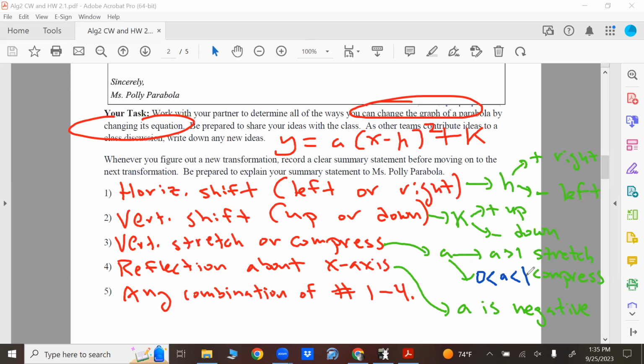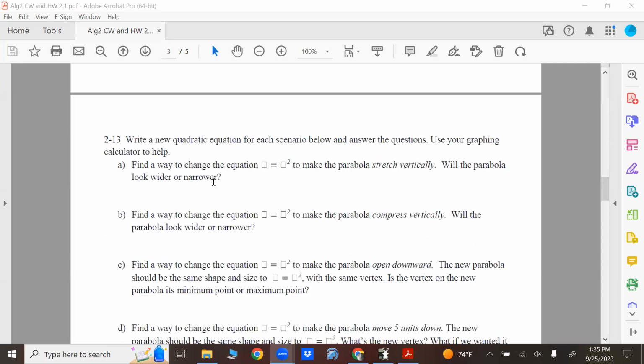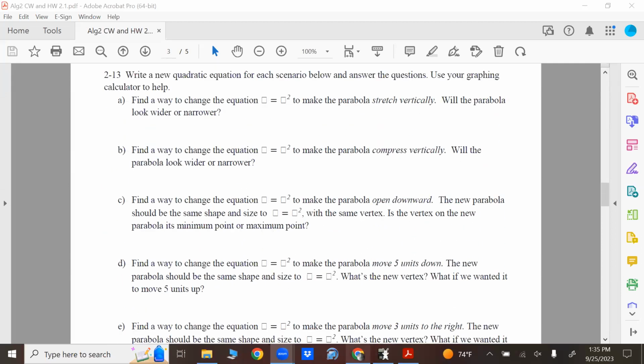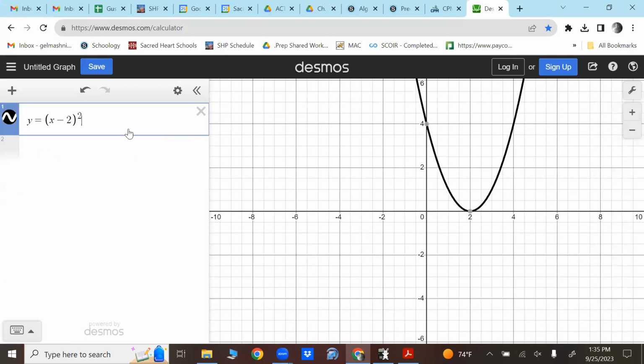So when a is a fraction between 0 and 1, that's going to be a compression. So those are the changes we have to look at. And this is the big one. This is the general equation right here: a times (x minus h) squared plus k. Before we do page 2, which I'm going to have you do in table groups, let me go through Desmos one more time.